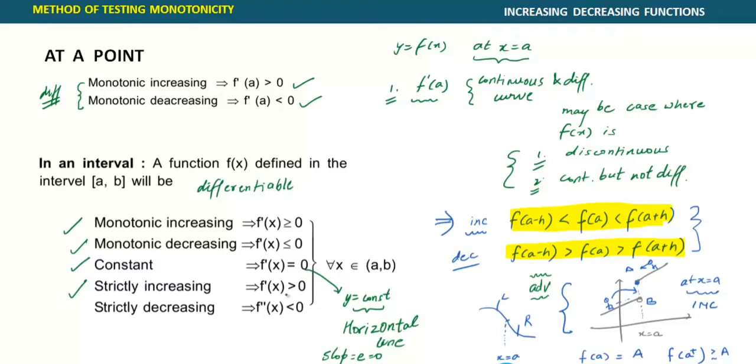Strictly increasing, it should be only greater than 0. It should not be equal to 0. For strictly decreasing, it should be f dash x less than 0, only strictly less, right? So this is the entire concept of this chapter. Just revise these videos, this 10 or 20 minute video again before we go into the questions.